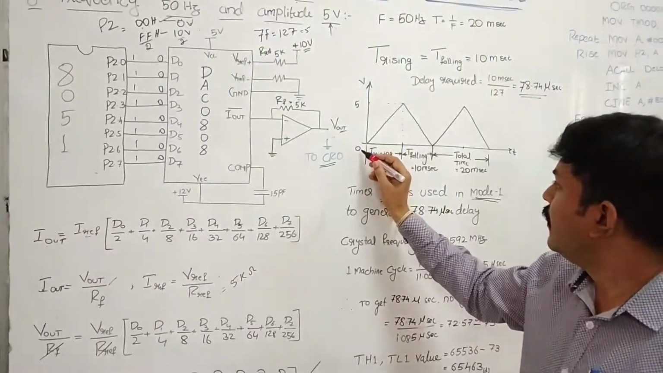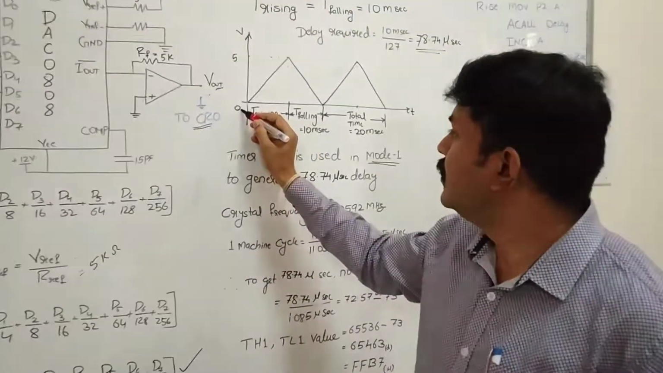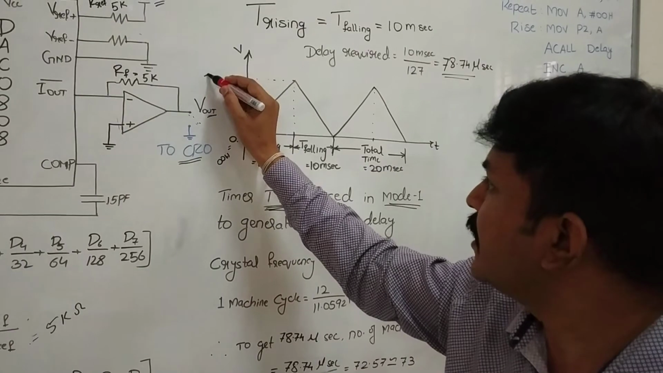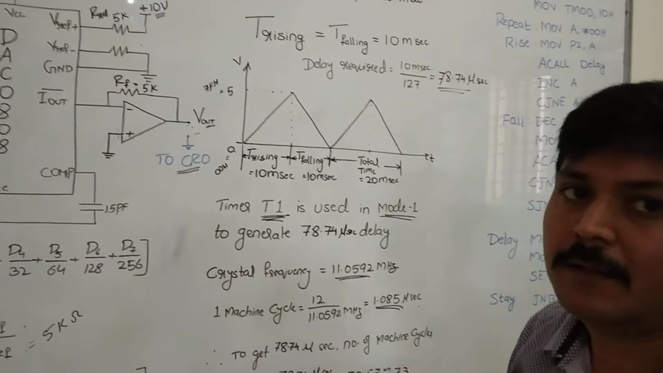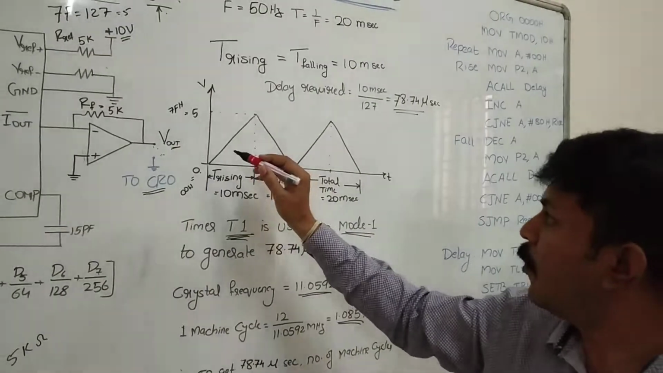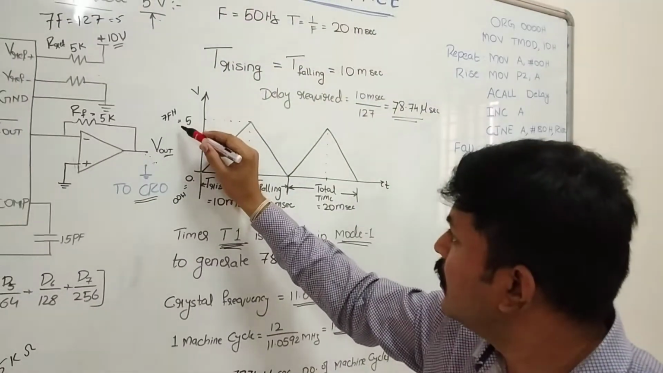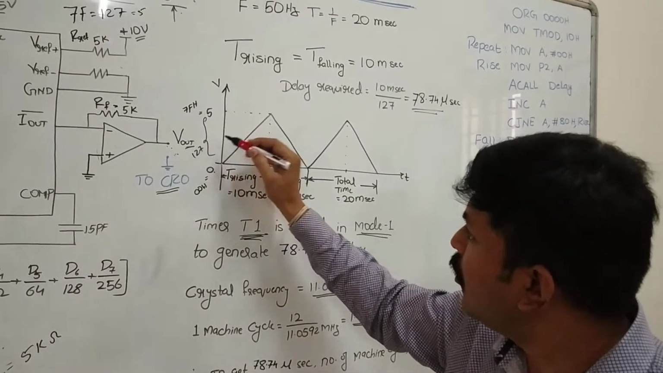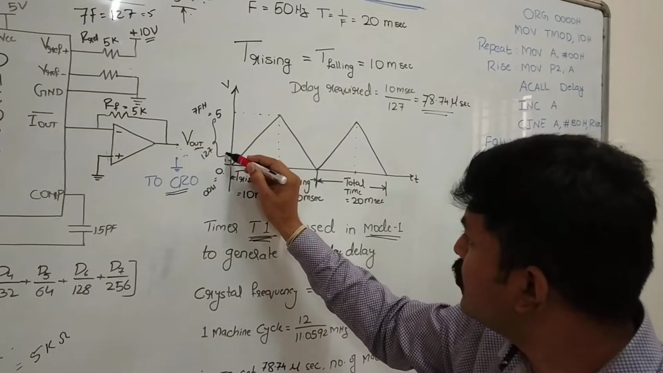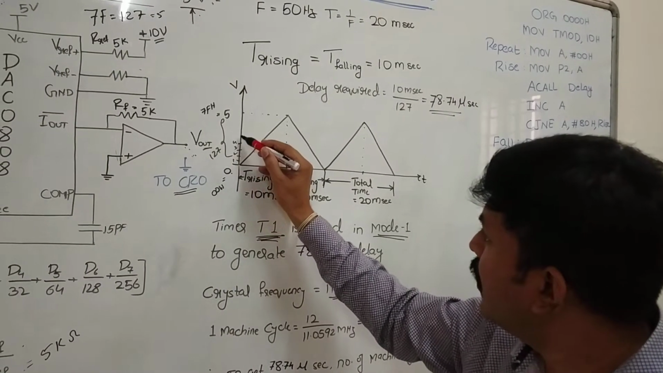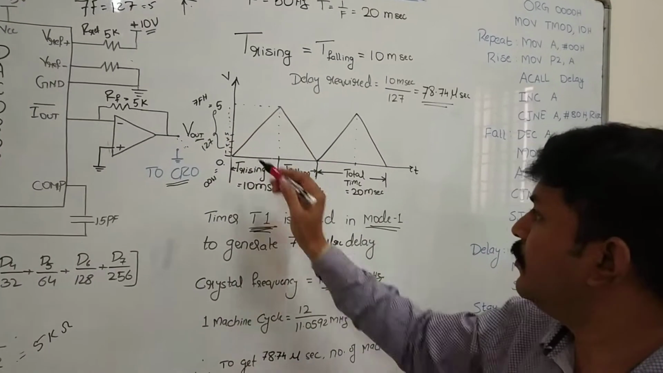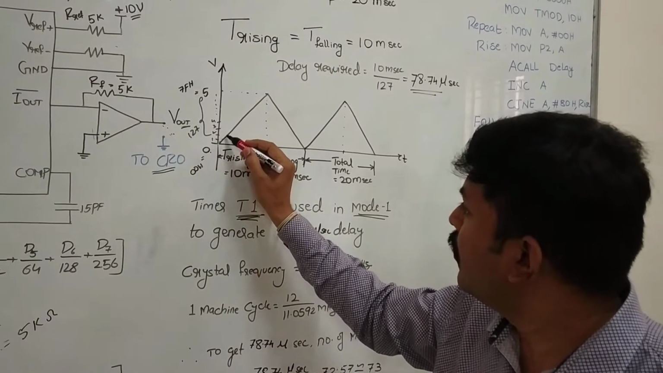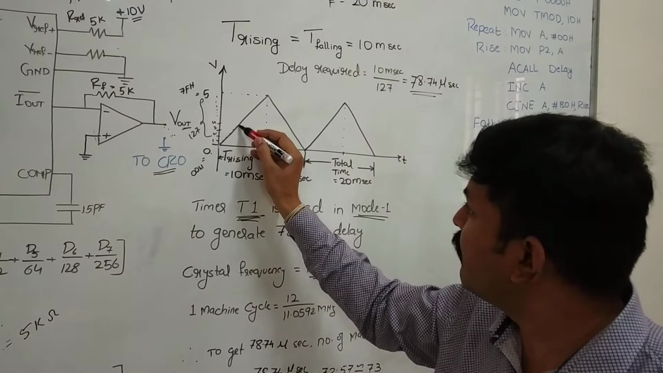So this 0 is represented by 00H, and this 5 volts is represented by 7FH. This 0 to 5 volts level is divided into 127 voltage levels like this: 1, 2, 3, 4 and so on up to 127. This division is needed because at every level I require a value.